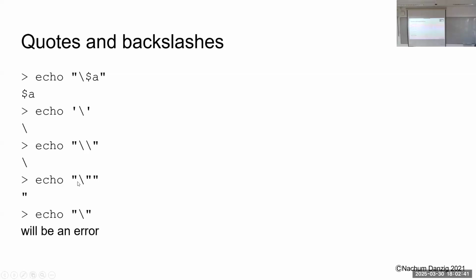And then if I want to actually print a double quote inside of double quotes, I gotta do a backslash on the double quote, so that it knows that that's not the end of the string, but that's part of what I want to print. But this will give me an error, double quote, backslash, double quote. Why? Because again, it's missing the ending quotations.